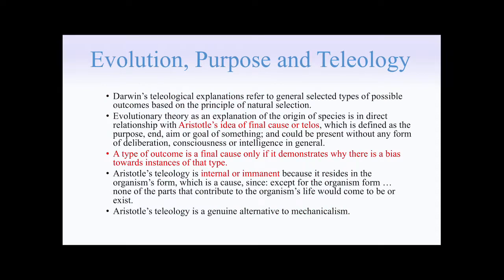A type of outcome is a final cause only if it demonstrates why there is a bias towards instances of that type. Aristotle's teleology is internal or immanent because it resides in the organism's form, which is a cause since except for the organism's form, none of the parts that contribute to the organism's life will come to be or exist. Aristotle's teleology is a genuine alternative to mechanicalism.